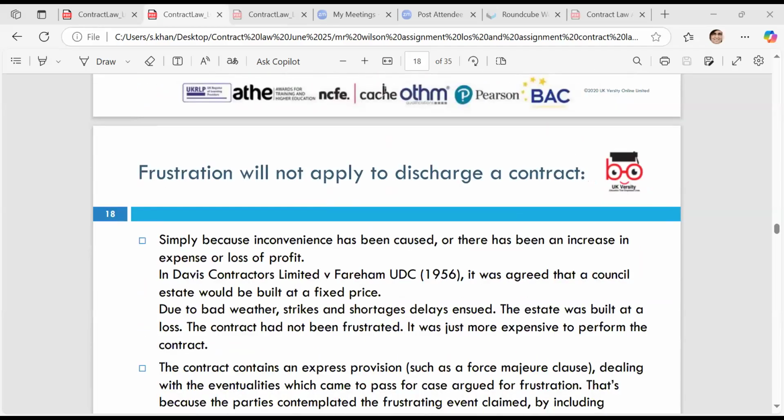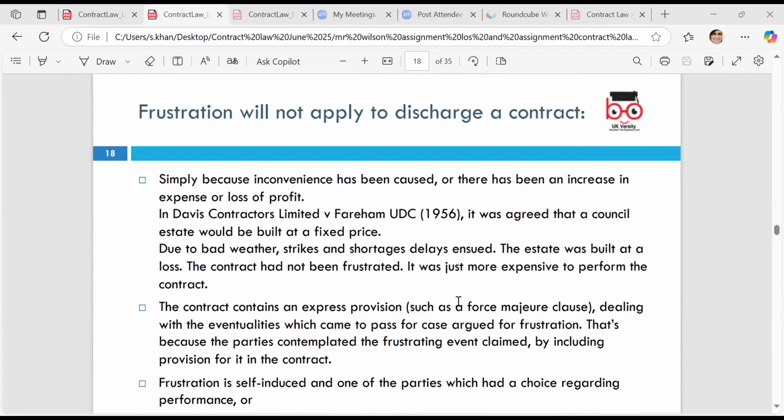Frustration will not apply to every discharge of a contract. Frustration as a means of discharge is a high legal threshold. It will not apply because a contract becomes more difficult or expensive to perform. Frustration only applies when an unforeseen event fundamentally changes the nature of the contract, making it impossible or radically different to fulfil.